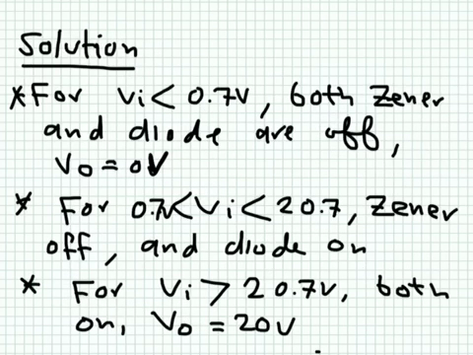So this summarizes what I have said. First, the small diode will turn on. Below 0.7, both of them are off. The output is equal to 0. When the diode turns on, but the Zener has not reached breakdown yet, then the output is effectively equal to the input minus 0.7. When the Zener reaches breakdown, then the output will be fixed at 20 volts.